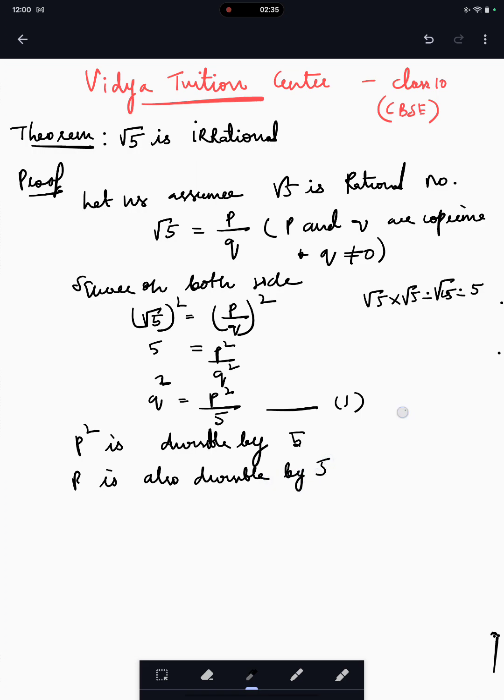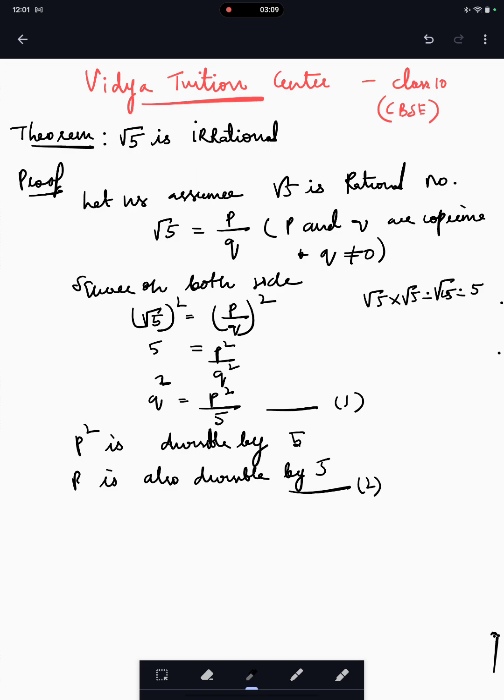So P square is 625. 625 by 5 is how much? 125. Okay, this is P square. P is what? The square root of 625 is 25. So 625 by 5 is 125, and 25 by 5 is again 5. So P square will be divisible by 5, in the sense that P is also divisible by 5. This statement I can keep as 2.